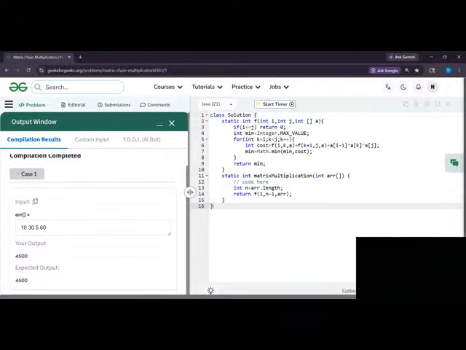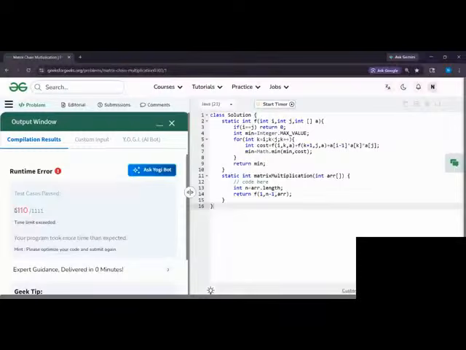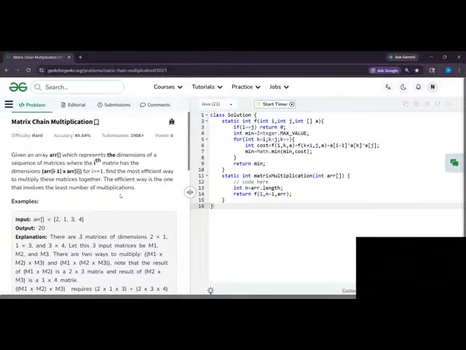Your output and expected output are same. We try to submit it. When we submit it, we will be getting time limit exceeded because this is the brute force one. Out of the test cases, we'll try to optimize it. We know that we can do memoization when we try to optimize it.